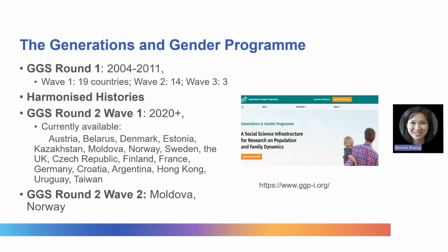The Generations and Gender program collects the Generations and Gender Surveys, or GGS. This survey has run across multiple countries in 2 different rounds. The first round was conducted about 20 years ago, and the second round more recently from 2020. These data are publicly available and provide a wealth of research opportunities across social issues, family issues, and economic issues in Europe and countries around the world.